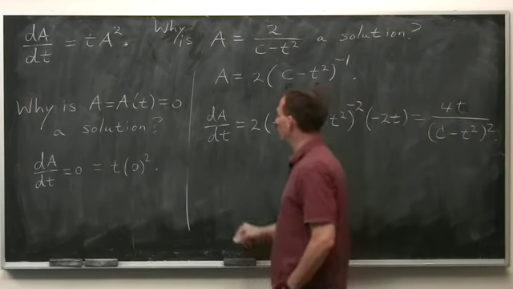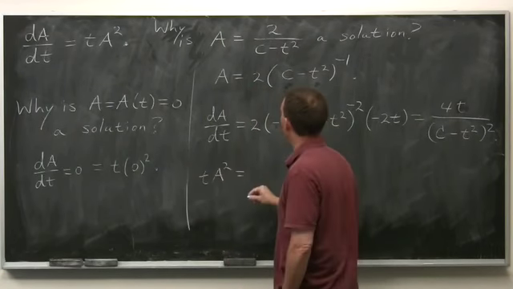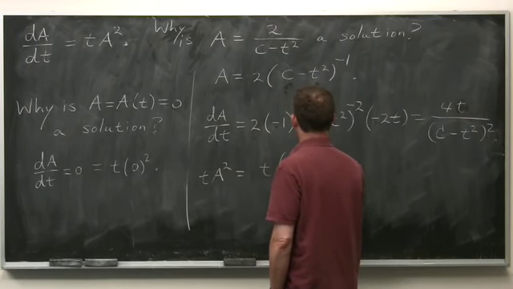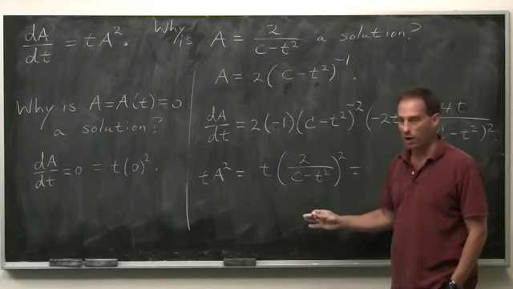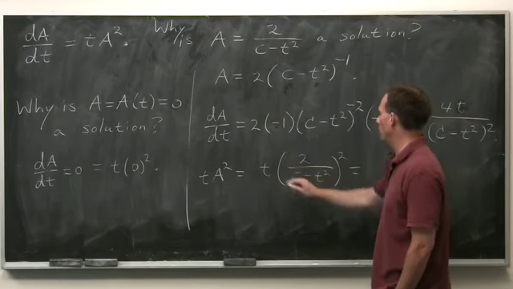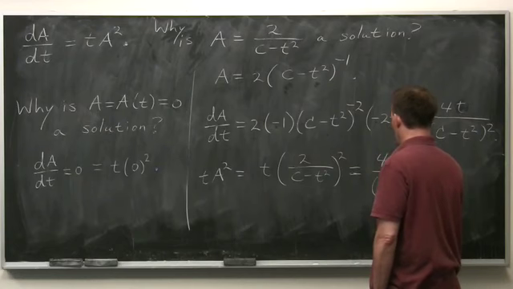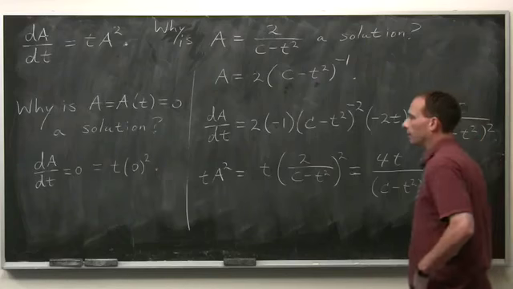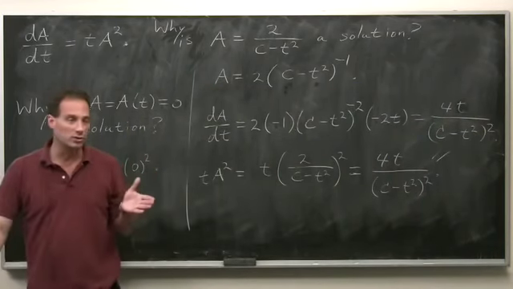That's dA/dt. What is t times A squared? If A is this, you get t times (2 over c minus t squared) squared. But when you square a fraction, it's the same as squaring the numerator and squaring the denominator. So we get a 4, and then times a t, and then over (c minus t squared) squared. Look, they're the same. Yes, dA/dt equals t A squared for these too. So yes, all of those things are solutions.